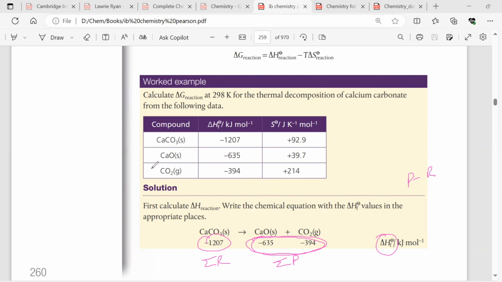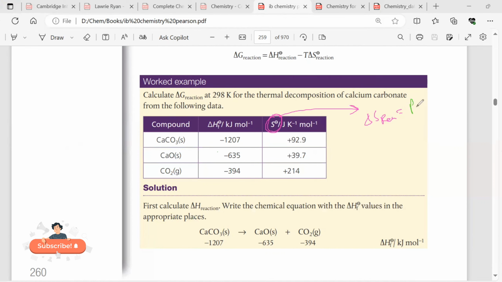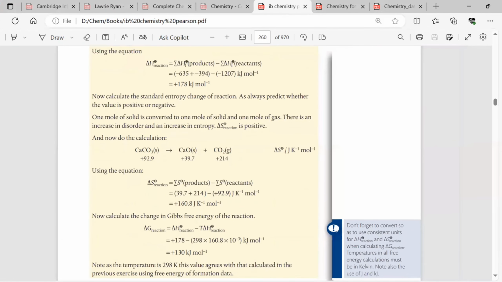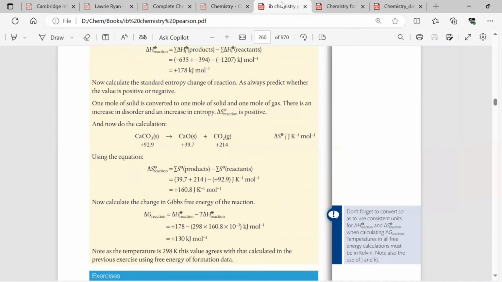Now remember this trick. Whenever we are plugging in S values, if you have delta S reaction, what is the formula? It's P minus R. So you plug in P minus R, but the main risky point is that S is in joules, while delta H is in kilojoules and delta G is also in kilojoules. I've repeatedly sent mails to Pearson about this book. They have not corrected a huge printing mistake over here.